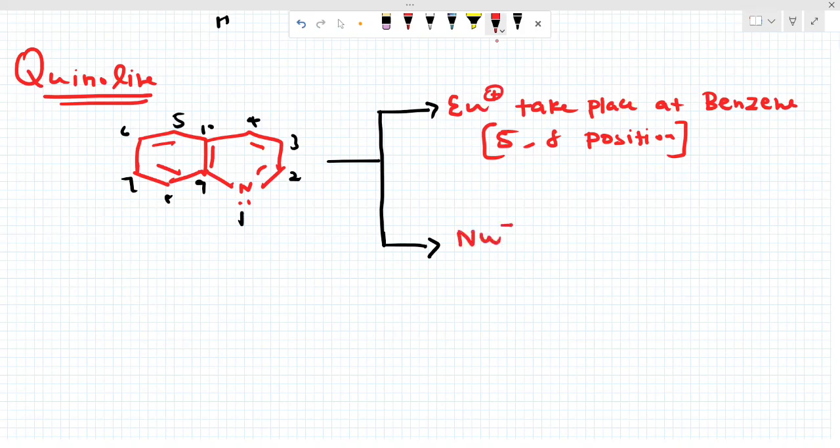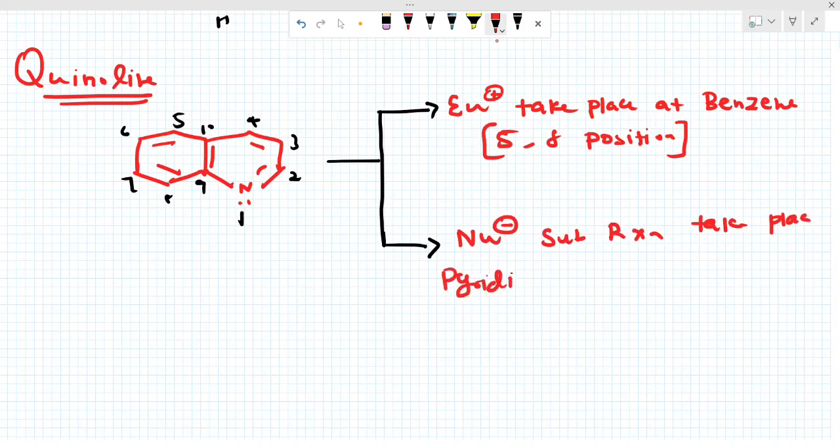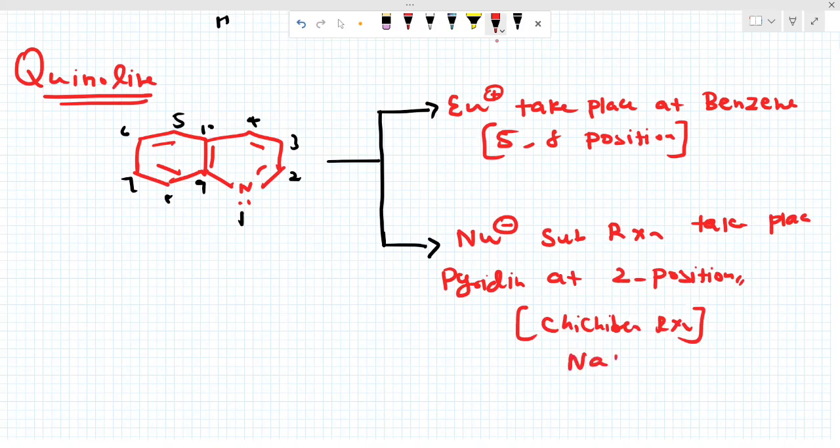Now, the opposite. The nucleophilic substitution reaction takes place at pyridine, at the second position. Okay, very simple. As an example, you can use the Chichibabin reaction. Okay, what is the reagent? NaNH2 and ammonia. Which group is going to be introduced? The NH2 is going to be introduced at the second position of pyridine.